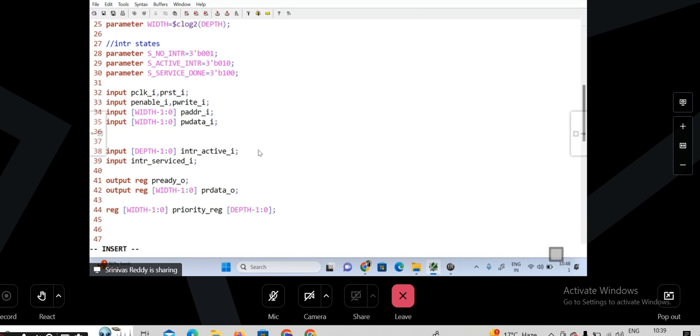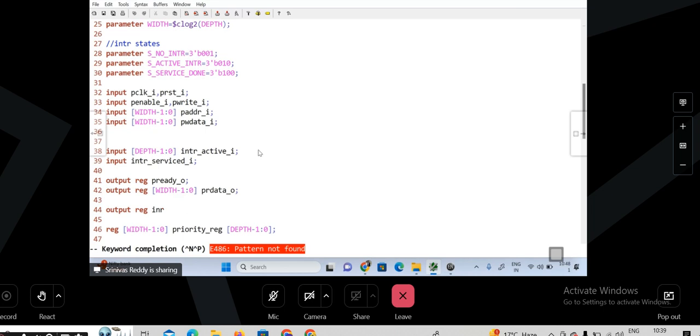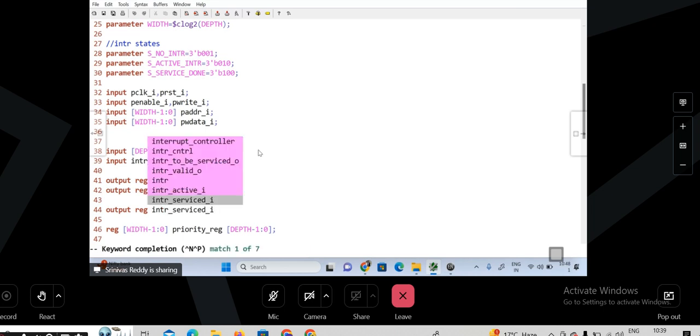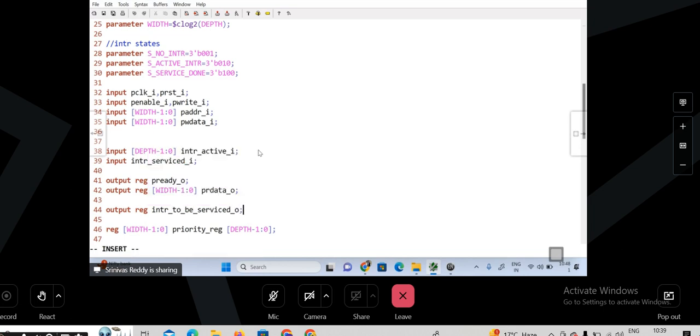State. Is state a vector or a scalar? To represent the states, how many bits are we using? One-hot coding: 0, 0, 1, 0, 1, 0. So it is 2 down to 0 of state. Also, I need a next state. Let us write it like this: 2 down to 0 of state and next state. Do you understand?